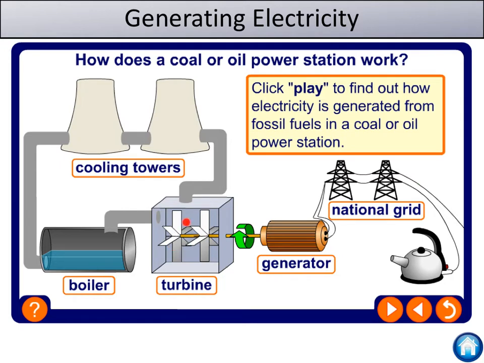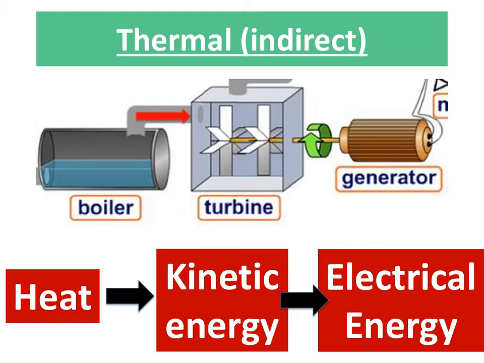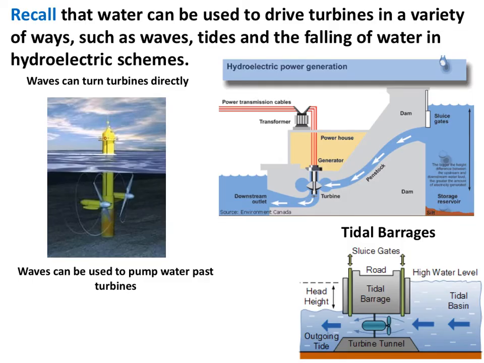The steam that is used to turn the turbines will go up into the cooling towers, where it will cool back down into water, and that water will be reused in the boiler there. In terms of the energy transfers that take place, we've obviously got thermal energy in the boiler, being used to produce kinetic energy, it's the steam and the turning turbines, and then the movement of the generator will produce electrical energy. So just having a little look at how we can produce electricity using water.